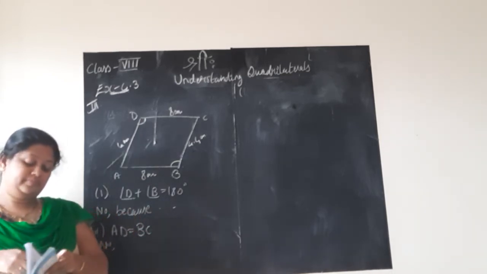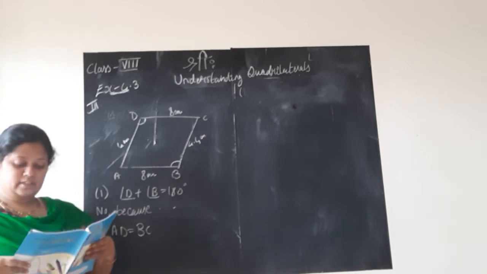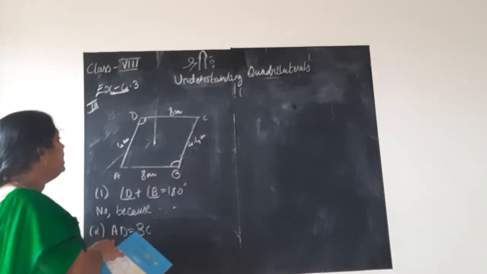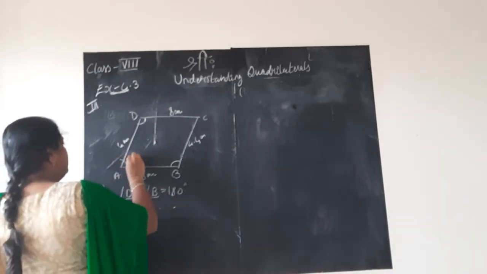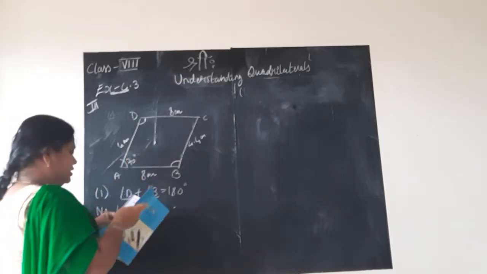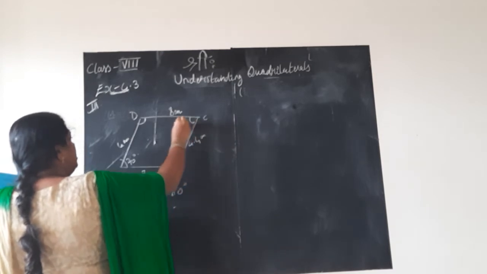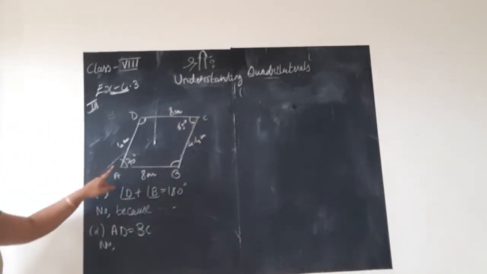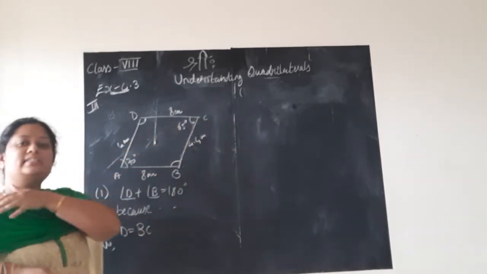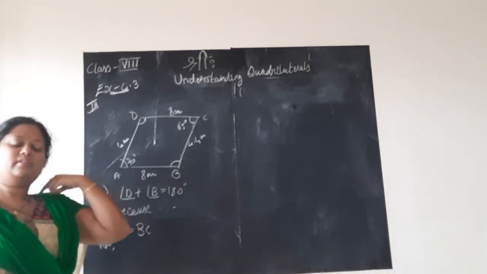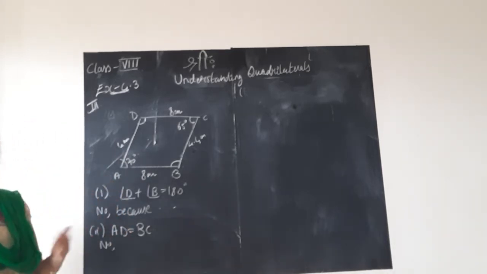Third one, I am rotating the book. Third one is angle A is 70 degrees and angle C is 65 degrees. Look, they are telling angle A is 70 degrees there, angle C is 65 degrees there. Can they be a parallelogram? No, it cannot be a parallelogram.